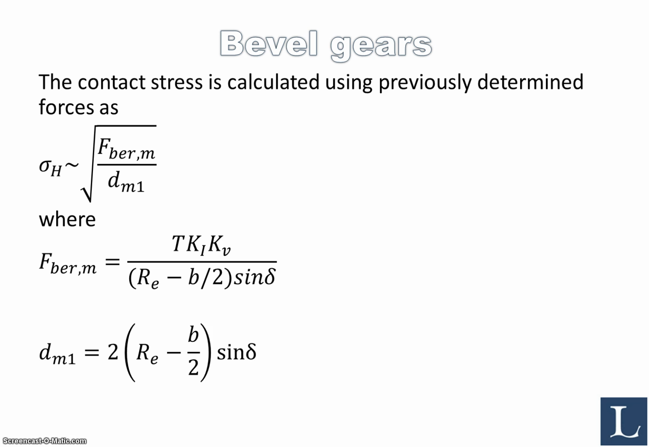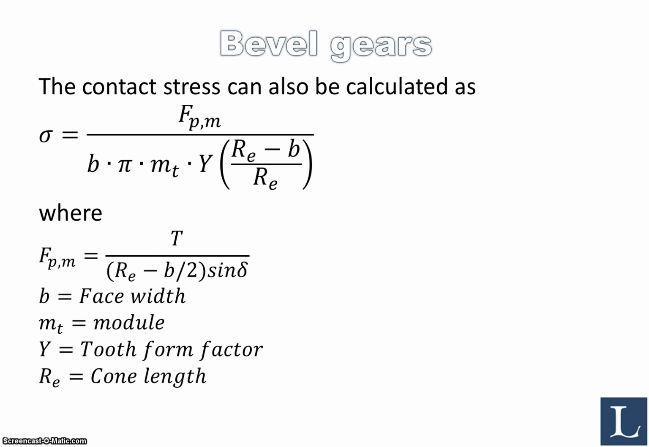Once we've done that, we can then move on to calculate the contact stress, which is approximately given by this expression. In this case, this force is the one that we derived earlier, derived from the torque that we apply, these load factors, the radius Re minus the width over 2, sine of the pitch angle, and then we have dm1 here, which is given by this expression.